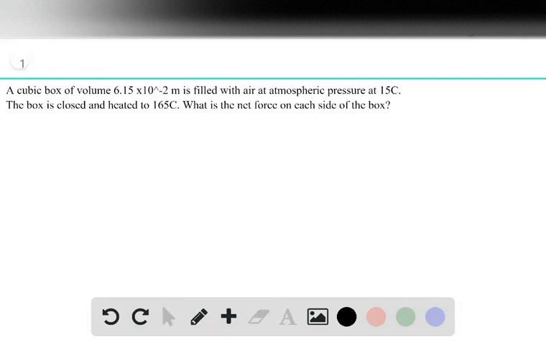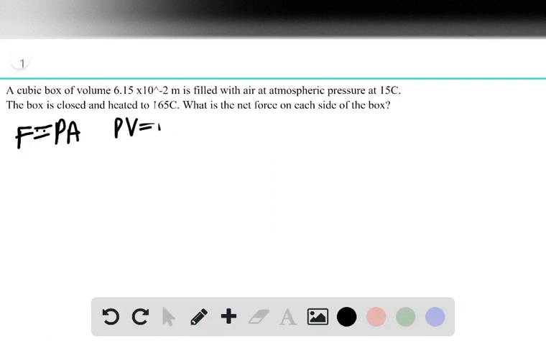So the force on each side of the box is going to be equal to the pressure difference times the area, because we know that pressure is force per area, and to solve for force, you multiply by area. So we need the difference between the pressure on the inside and the outside. Well, we know that the outside is just going to be 1 atmosphere, so now we need to solve for the pressure on the inside. And we can use the ideal gas equation for that.